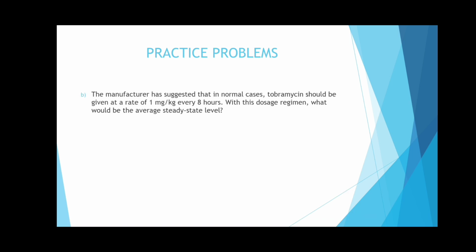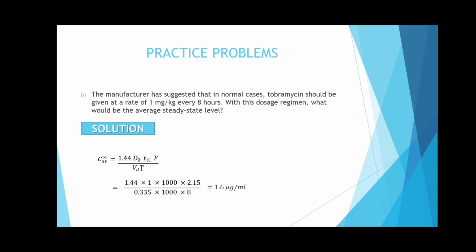Next, the second part of this problem. The manufacturer has suggested that in normal cases, tobramycin should be given at a rate of 1 mg per kg every 8 hours. With this dosage regimen, what would be the average steady state level? So we need to calculate the average steady state concentration, and here the value of D naught has changed, that is 1 mg per kg. So rewriting this, we'll get the value 1.6 microgram per ml.